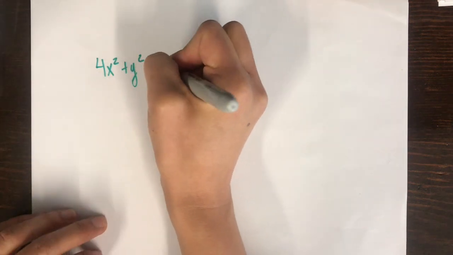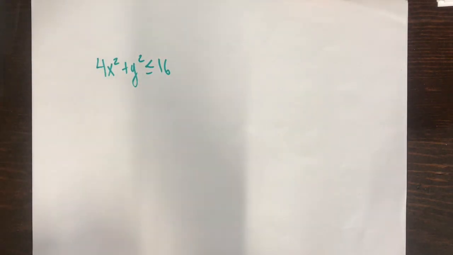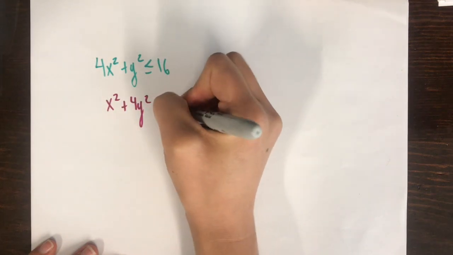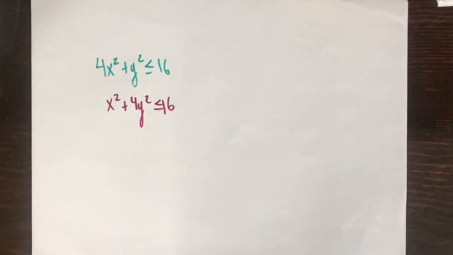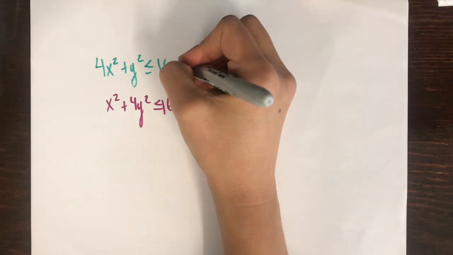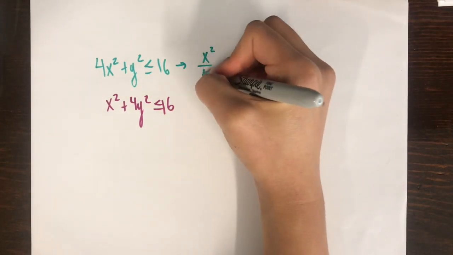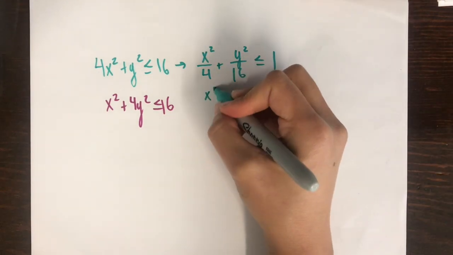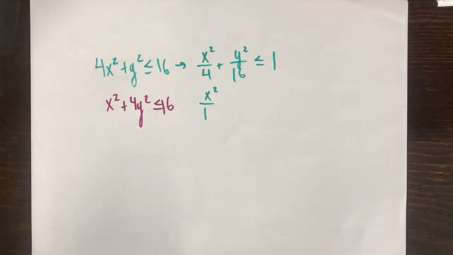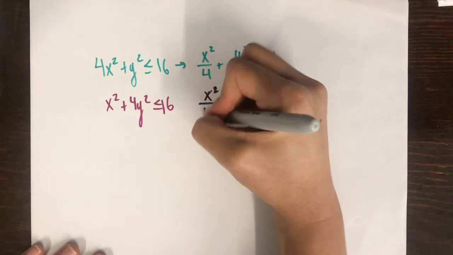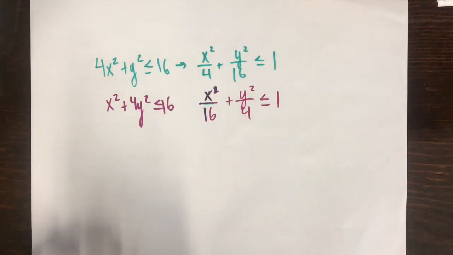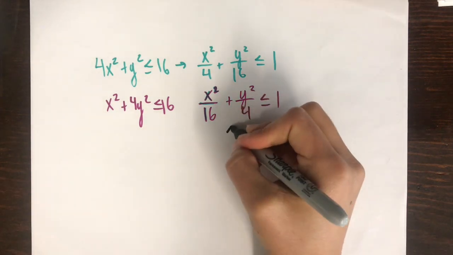So lastly, I'm going to show an example with an inequality. Suppose we have 4x squared plus y squared is less than or equal to 16. This is an ellipse because both are squared. They're scaled differently, so it's not a circle, and I know that it's not a minus sign, so therefore I know it's an ellipse. So I'm going to get x squared over 4 plus y squared over 16 is less than or equal to 1 once I divide both sides by 16. I'm also going to divide the second equation by 16. That one is also an ellipse.